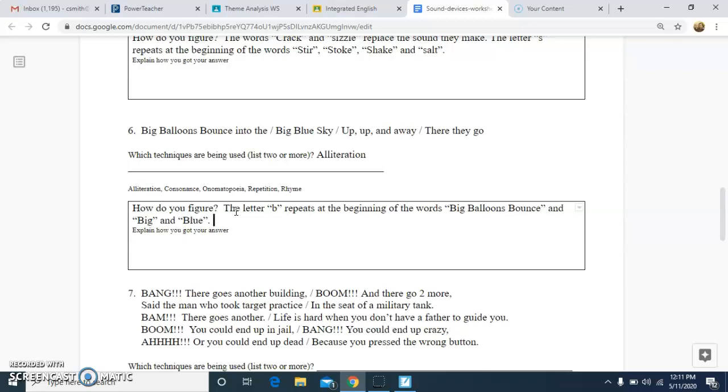The second thing that we maybe also noticed is that this has an example of assonance. And again, assonance is the repetition of vowel sounds. So when I take a look at this, I might say, looking at it, that the vowel O repeats in the words bounce, balloons, and go. And again, when I do alliteration, assonance, or consonants, what letters repeat in what words?